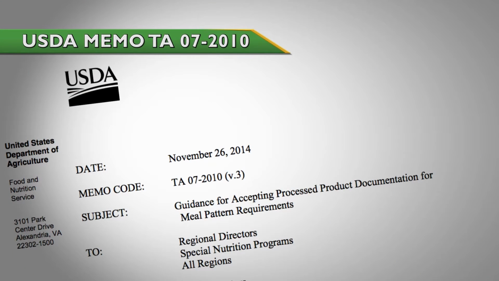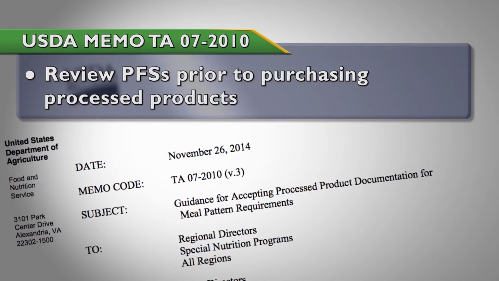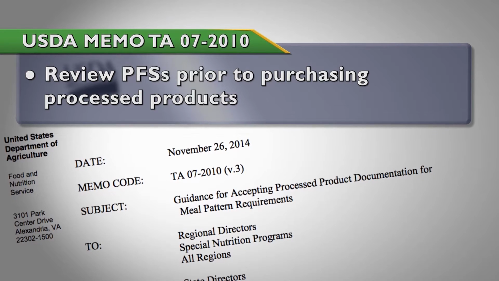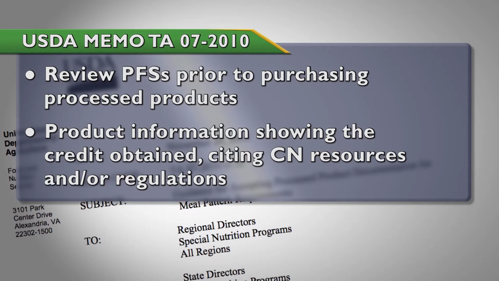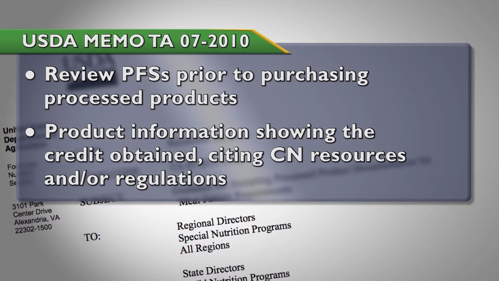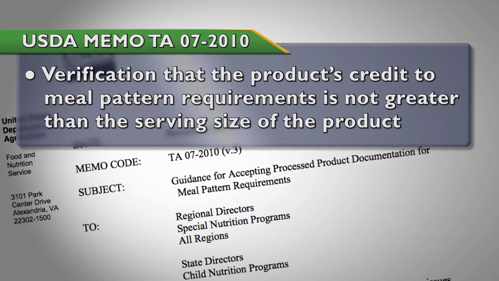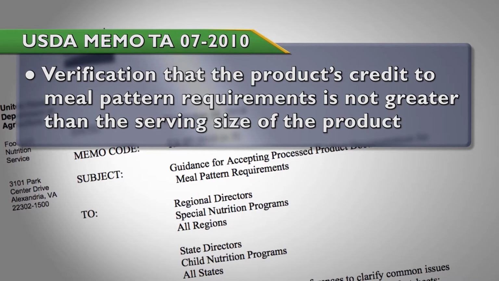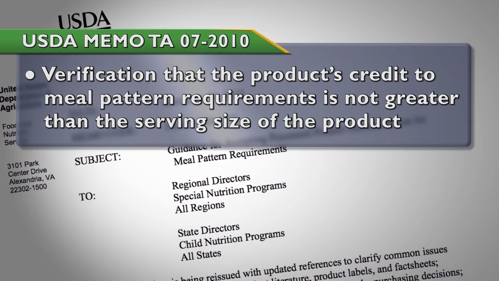USDA Memo TA-07-2010, Revised Guidance for Accepting Product Documentation, requires the review of product formulation statements prior to purchasing processed products. Specific information about the product showing the credit obtained, citing CN program resources and/or regulations. Verification that the product's credit to meal pattern requirements is not greater than the serving size of the product. That is, a 2.2 ounce beef patty may not credit for more than 2 ounces meat alternate.